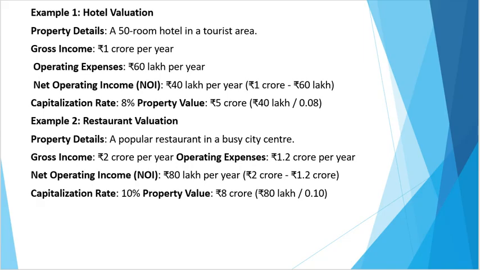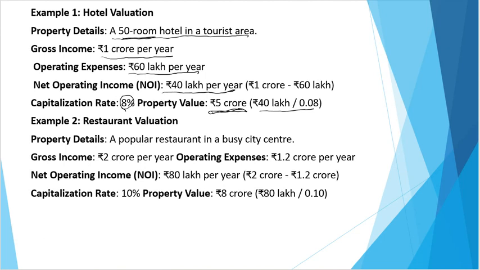For example, when you are doing a hotel valuation, say a 50 room hotel in a tourist area. Let us suppose the gross income is 1 crore per year and operating expenses are 60 lakh per year. So net operating income will be 1 crore minus 60 lakh, 40 lakh per year. Let us choose 8% as the capitalization rate. So 40 lakh divided by 0.08 gives 5 crore, which is the value of the property based upon this method.